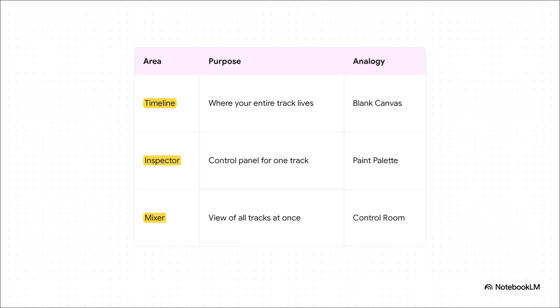Over on the left, you've got the inspector. That's your paint palette. It has all the detailed controls for whatever track you've clicked on. And finally, the mixer. Just hit X to pop it open. That's your entire control room with all your faders lined up. Get comfortable in these three spots and you've basically mastered Logic's layout.